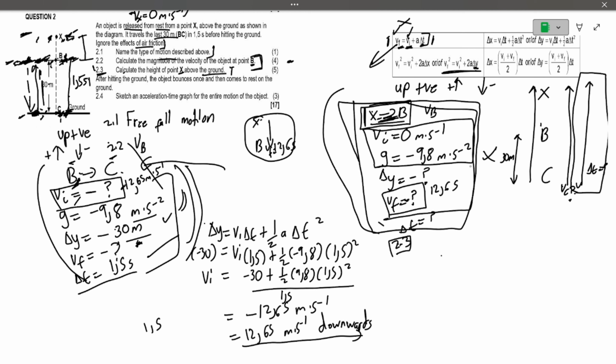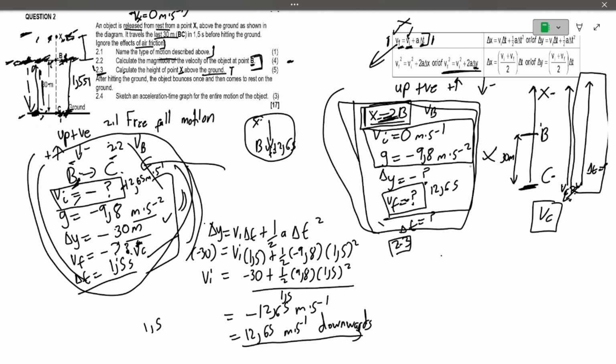The way to use the whole motion is to first find the velocity at C. How do you find the velocity at C? First focus on motion from B to C, because from B to C we have a lot of variables. We can plug in and find this final velocity, and after finding the velocity at C, we can use the whole motion to find X to C. That is one way.